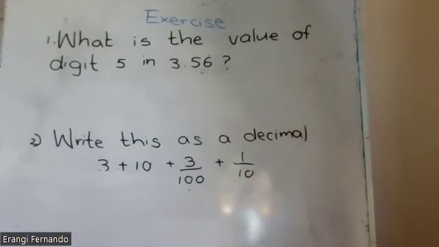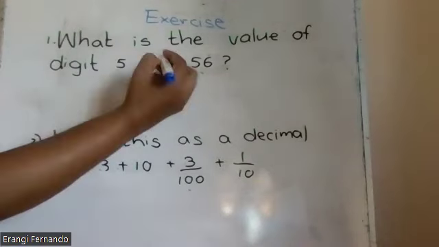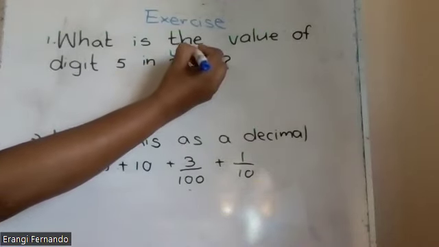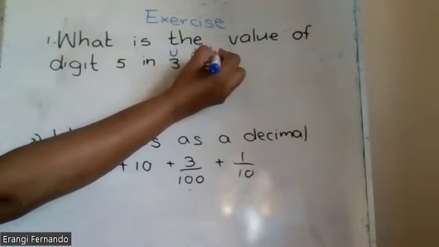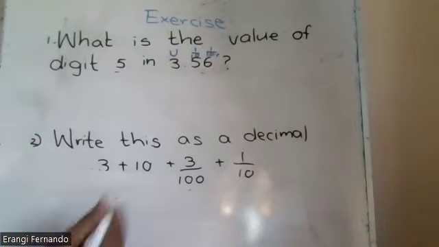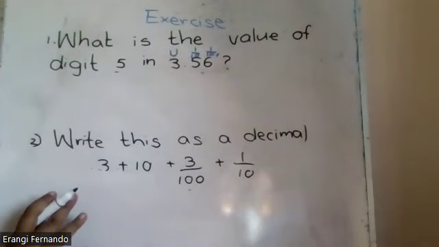Let's discuss the following exercise. The first question. What is the value of digit 5 in 3.56? So we'll write the place value here: unit, 10, 100. Here you want to find digit 5. This question you can write as a fraction as well as a decimal.